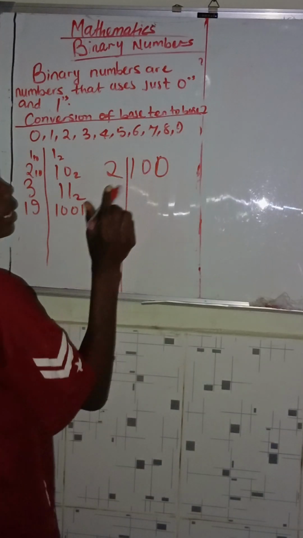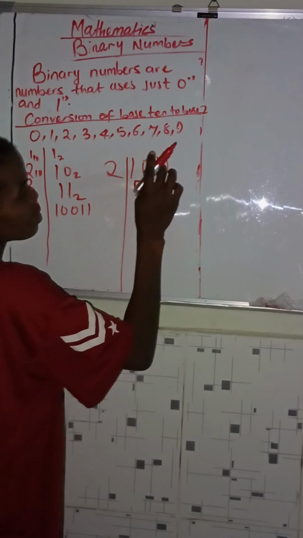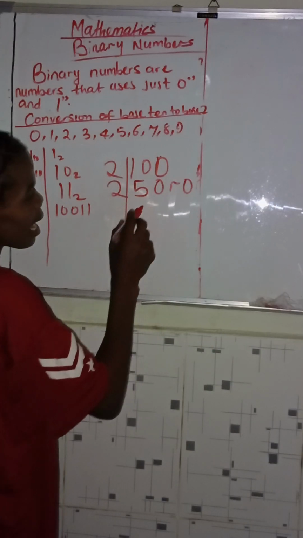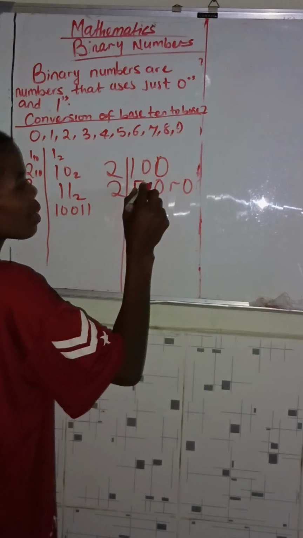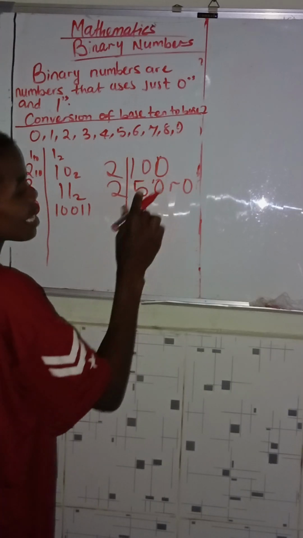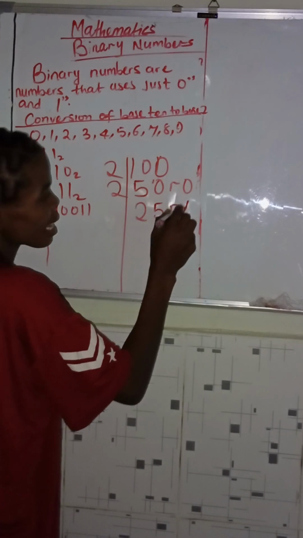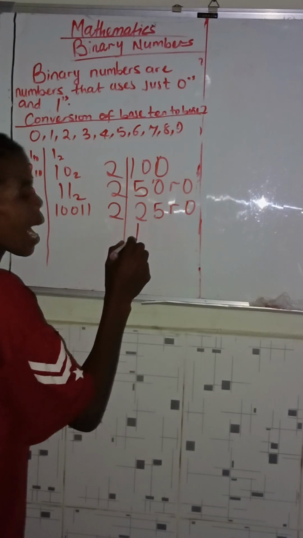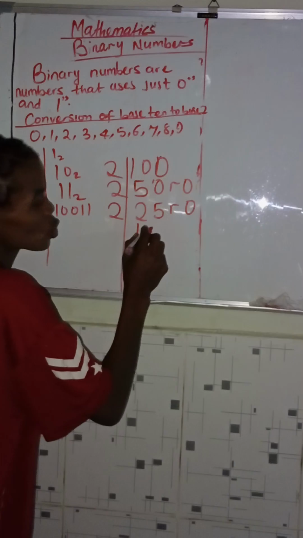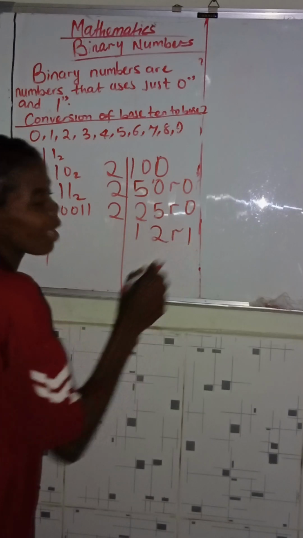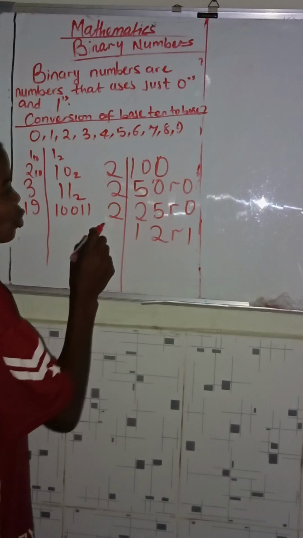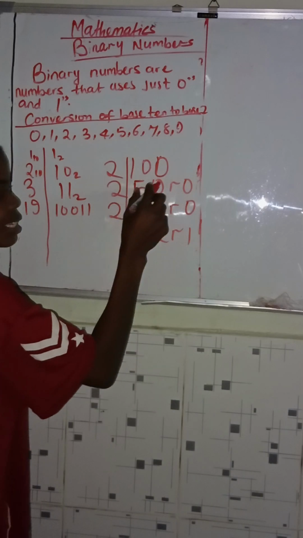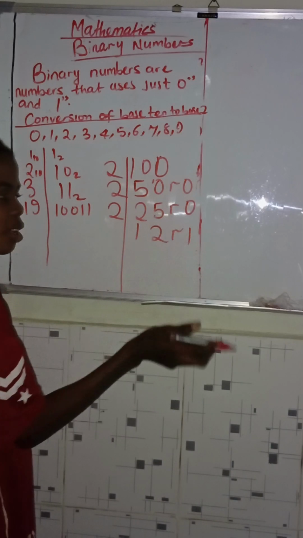2 in 10, 5. 2 in 0, 0. Remainder 0. 2 in 5, 2. Remainder 1. 2 in 10, 5. Remainder 0. 2 in 2, 1. 2 in 5, 2. Remainder 1. Okay? The reason why the remainder here, we do not just say remainder, is because there's still a number here. But here there's no other number.